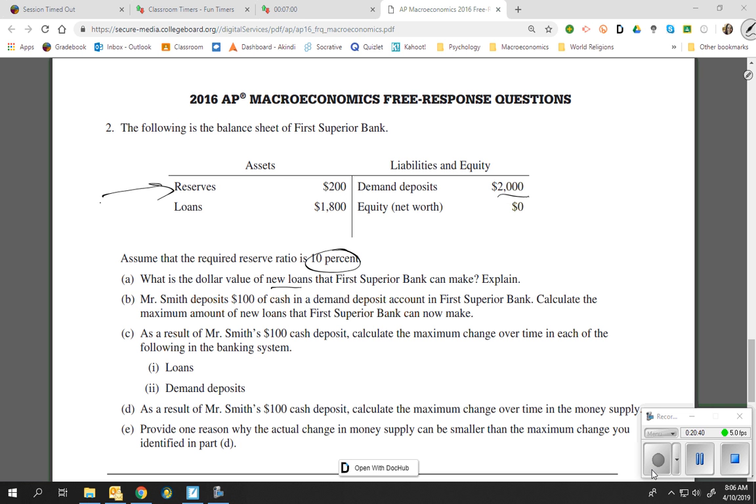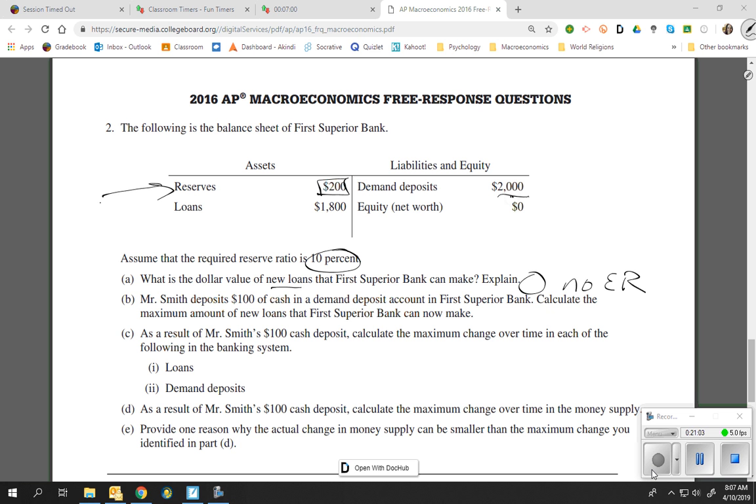So 10% of 2,000 is 200. Well, all of the reserves is 200. Oh wait, so that means all of the reserves is required. Whatever is left over is excess. There's nothing left over. They can't loan out anything. They're fully loaned up. Explain there's no excess reserves.